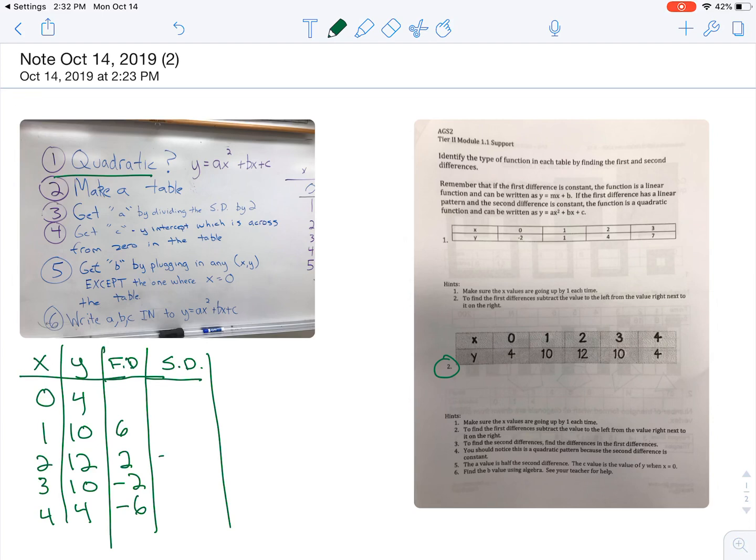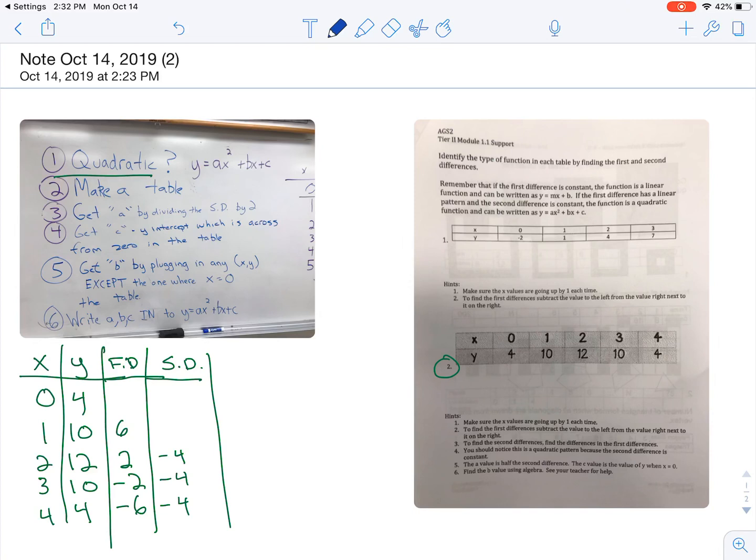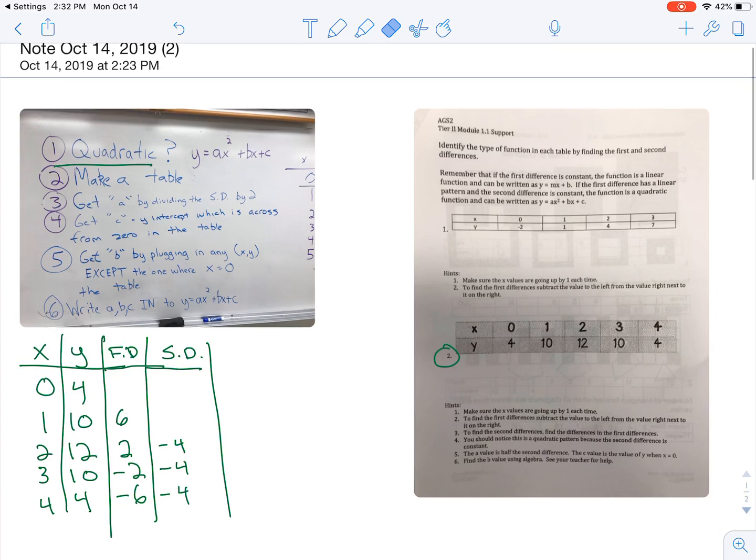So it looks like this was a down 4, and down 4. And if you don't believe me, just think about, that's easy, down 4, right? But if I go from 2 to negative 2, that's also down 4. And if I go from 2 to negative 6, that's also down 4. Okay, so I just determined that it's quadratic. And if the test question said, how do I know? It's because the second difference is constant, or the second difference is the same number.